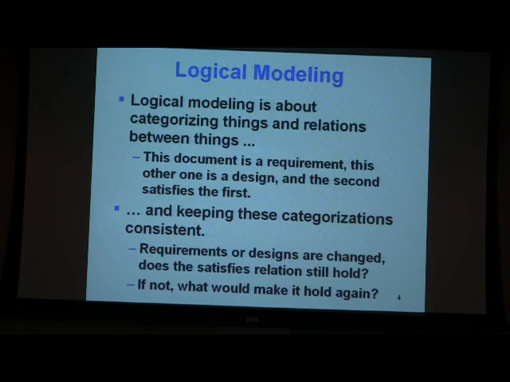Whereas when you look at logical modeling, it's about categorizing things and the relations between them. So for example, you might say, well, this document is a requirement, it falls in the category of requirements. This document is a design, it falls in the category of designs. You want the design to meet the requirements as a relationship between them. So it's concerned with categorizing those things and also keeping the categories consistent. So do we know that the designs actually meet the requirements? And suppose they change, do the satisfaction relationships still hold or not? Those are all questions that would be involved in logical modeling.